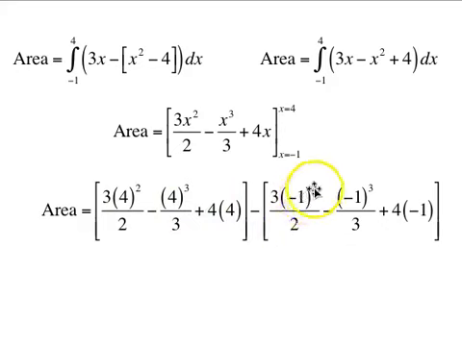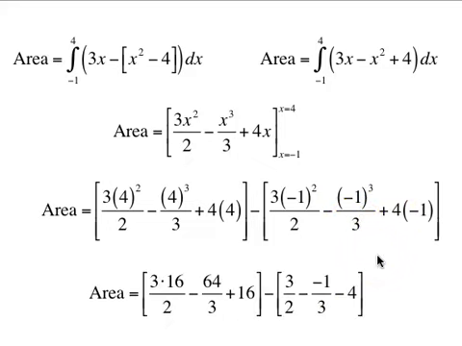Over on this side, (-1) squared is +1. This will be 3 over 2. (-1) cubed, -1 times -1 times -1, is -1. It'll be minus -1 over 3. And 4 times -1 is -4. As we see with all this, 3 times 16 over 2, 64 over 3 plus 16, minus 3 times 1 over 2, minus -1 over 3, plus 4 times -1.